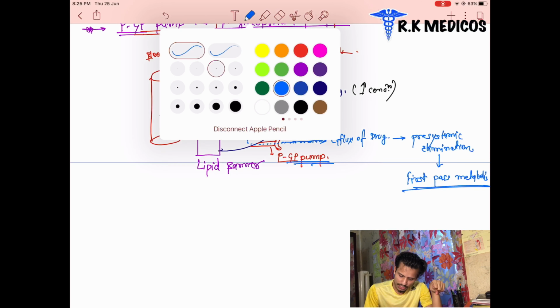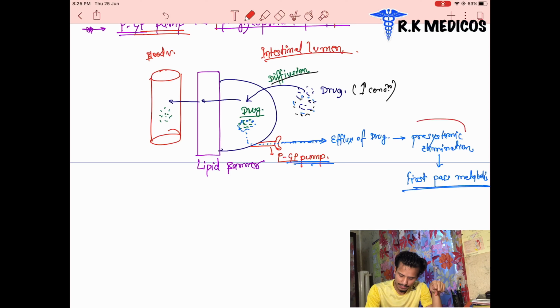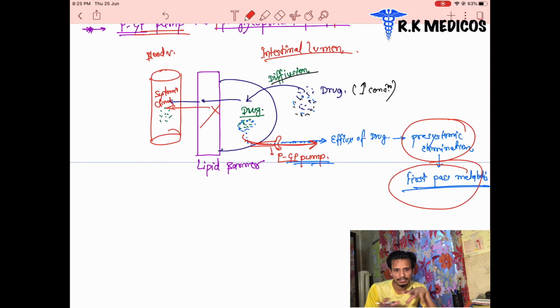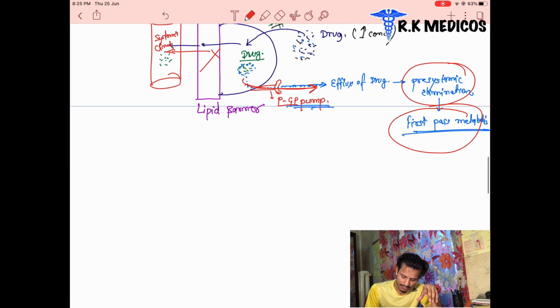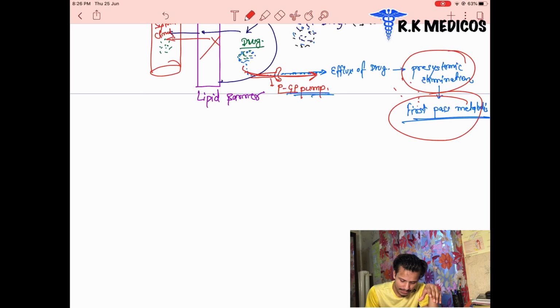After that, what is pre-systemic elimination? Before the drugs reach the systemic circulation, they are moving out. That's why they are metabolized. They get destroyed, metabolized, catabolized, and they move out. This type of behavior of the drug is done by the PGP pump.